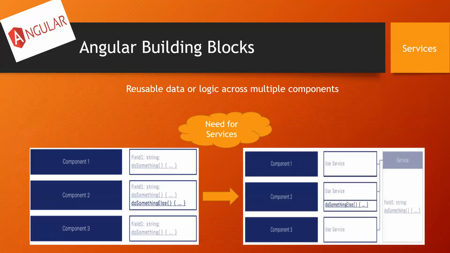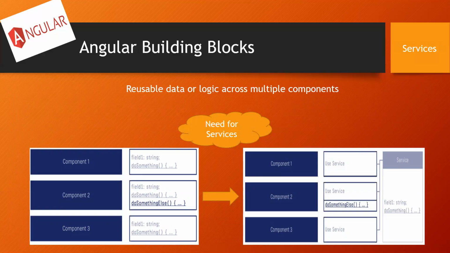Next is services. If you see on the left side, we have three components, and in each component we are calling this method, do something, in all three. So it's repetition of code, because every time you are writing the function, you are writing the logic. It's duplicate code, right? If you want to make this code reusable, in that case, you'll use services.